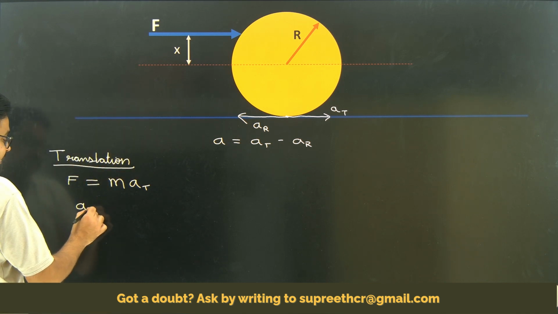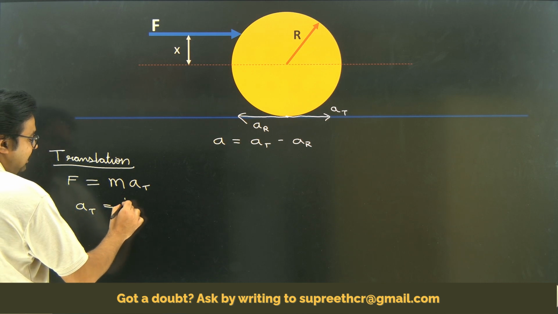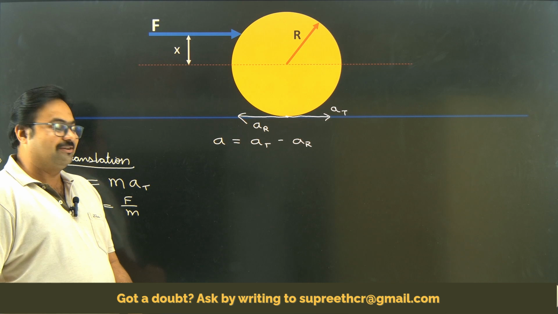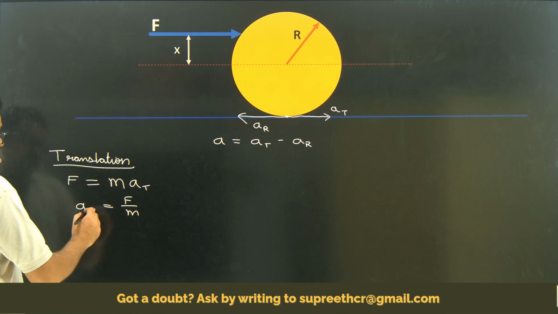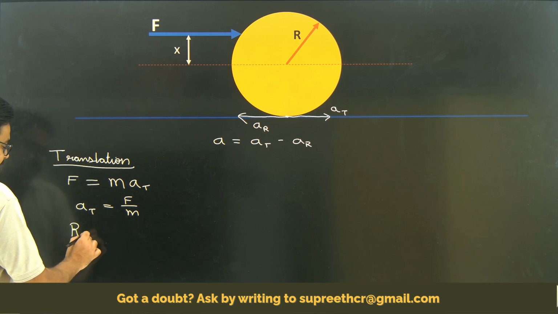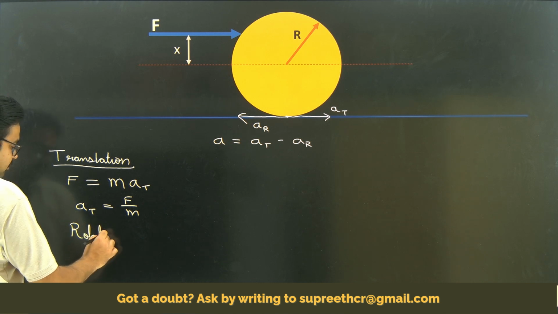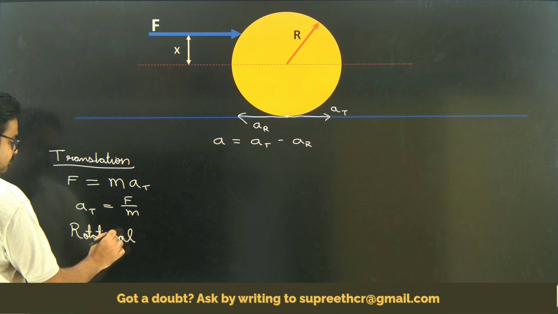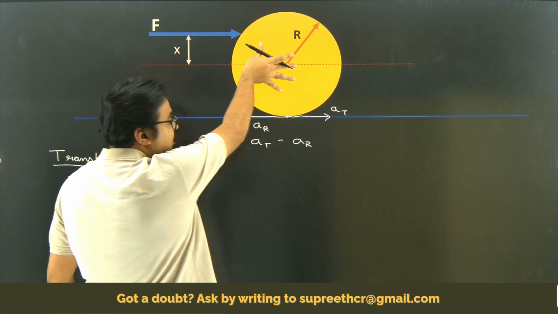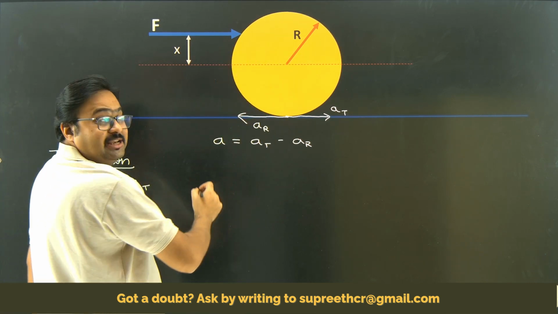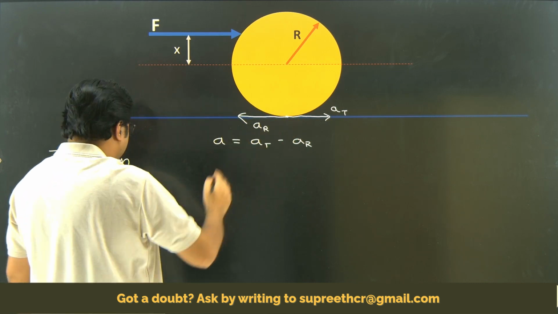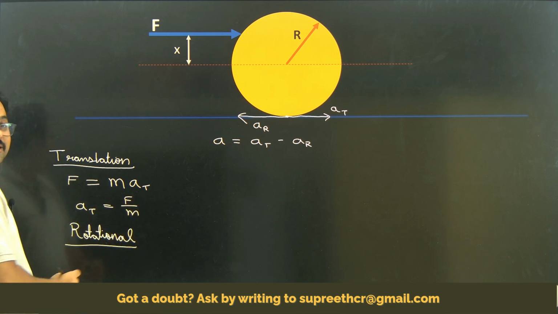So what does the expression for translational acceleration become? It becomes equal to F divided by m, my dear friends. Now going further, similarly for rotational motion of the body, because of which there is AR, the acceleration due to rotation of the point of contact, can also be similarly found.